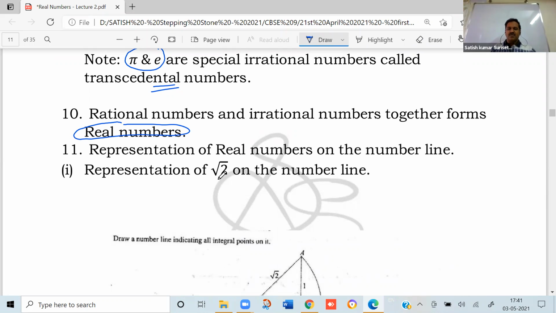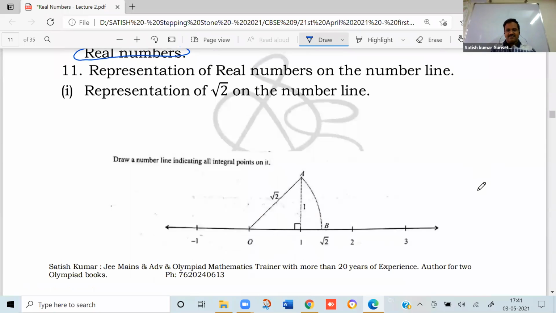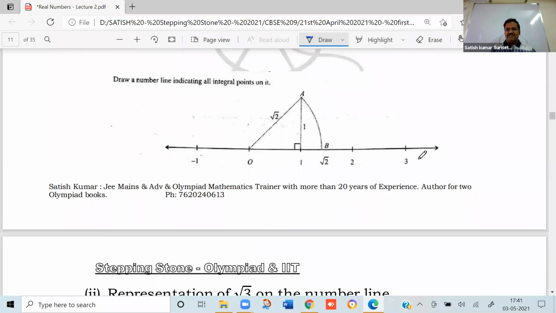Now, representation of root 2 on the number line. Take a number line. From 0 to 1, you take 1 unit and draw a perpendicular at 1. Let us consider the point is P. So OP length is 1 unit. After taking OP length 1 unit, you mark it at P and draw a perpendicular of 1 unit. So PA is also 1 unit. Now you join OA. Now it will be a right angle triangle.